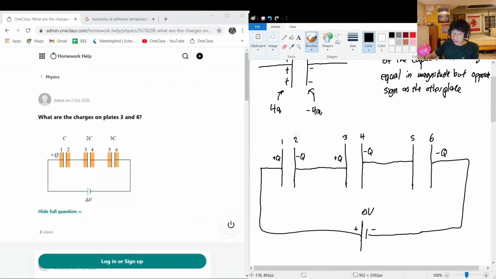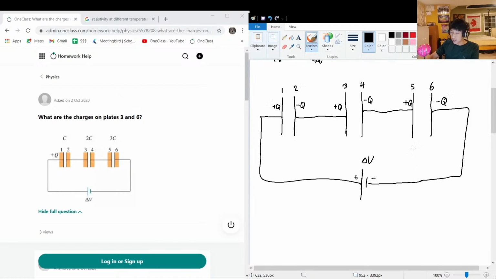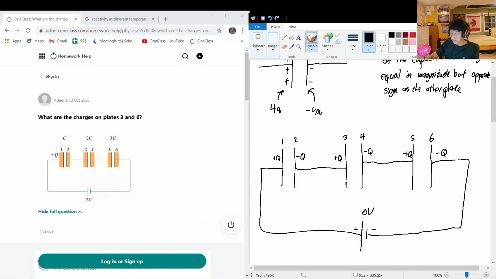And for the exact same reason that we have positive Q on 3 and negative Q on 2, the same type of pattern is going to happen for 4 and 5. So we're going to have positive Q on 5. It seems like the circuit has to be happy at this point, because we're still following the rule that the plates have equal and opposite charges from each other, and everything works out. So plate 3 is going to have a plus charge, so let's circle that because that's one of our answers, and the 6th plate is going to have a negative Q charge.